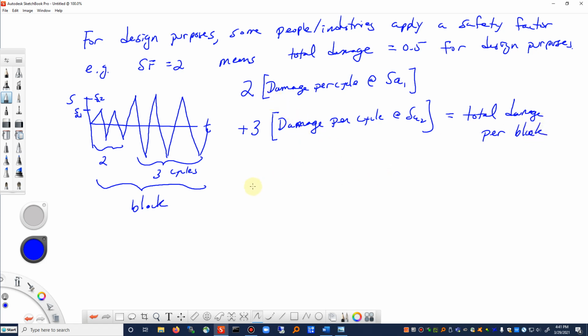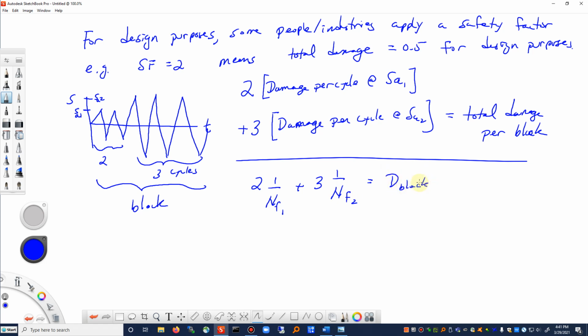Well, what goes in here for the damage per cycle? We just talked about that. That would be 1 over the number of cycles to failure at stress amplitude 1, plus 3 times 1 over the number of cycles to failure for stress amplitude 2. I'll abbreviate it this way. That's the damage per block. And the damage itself over here can be related to life.